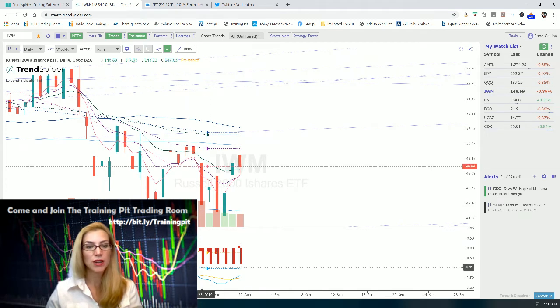Not to mention, look down here, we have the MACD where it crossed right here. We had that convergence. And you can see the weekly MACD down here as well, but it's flattened out. It hasn't made that upward motion and that swing yet.